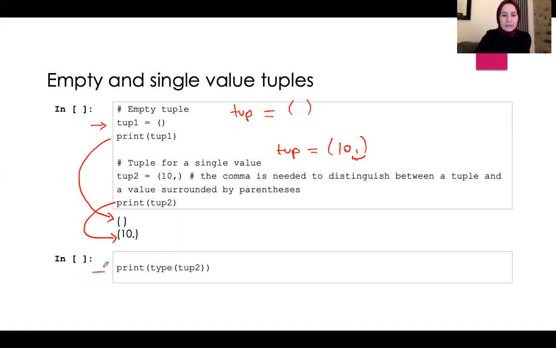When we want to learn whether the second one is a real tuple, we can check it with the type function. When you run this piece of code here, it will tell you the type of this variable. So basically it is a tuple, right? So it is possible to create a tuple with a single value.